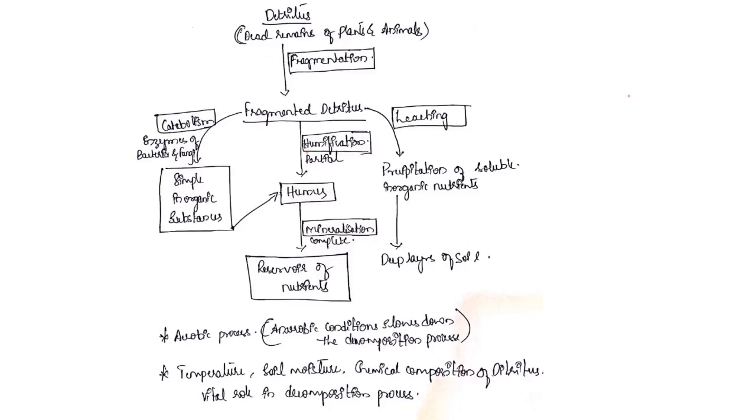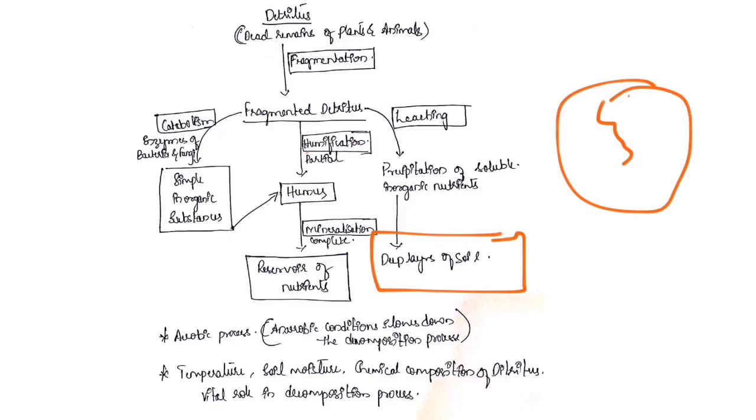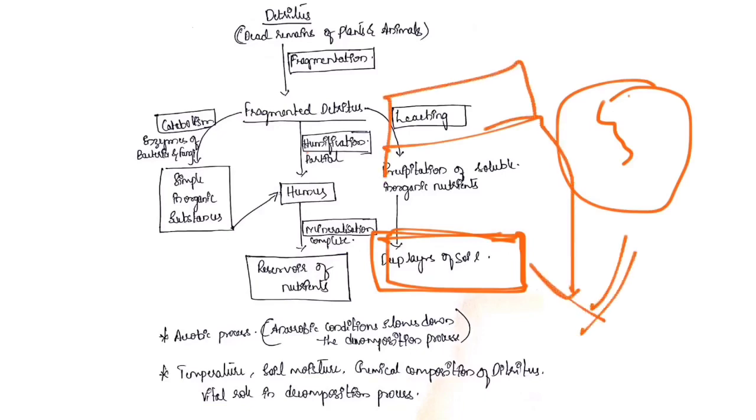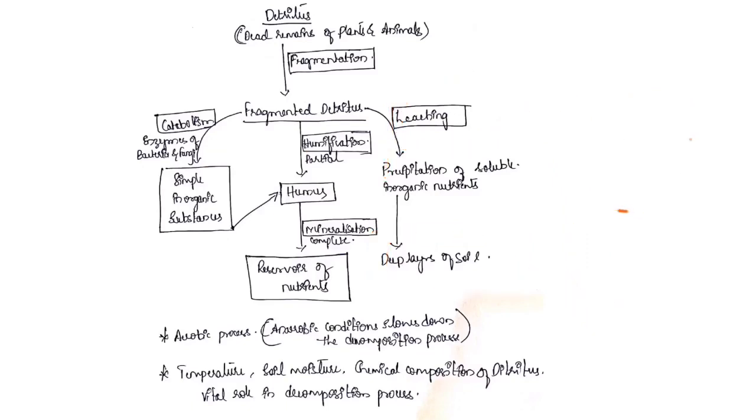Then, from these fragmented materials, some of the inorganic materials, not all of them, are released into the soil as the detritivores attack the detritus. Inorganic materials formed by fragmentation entering the deep layers of the soil is known as leaching. This is the second step, leaching.